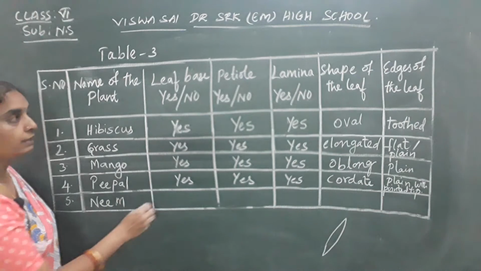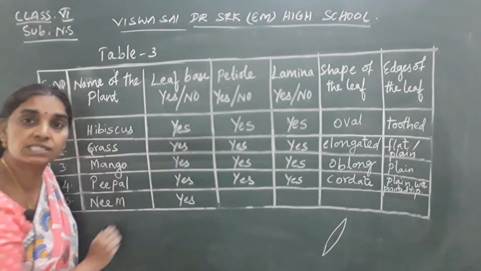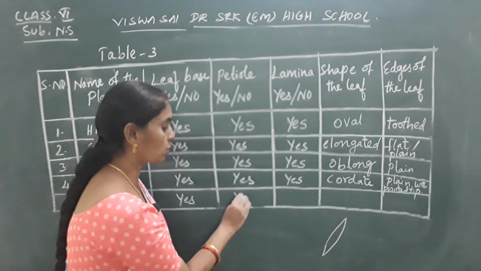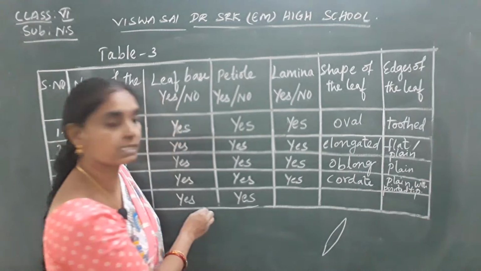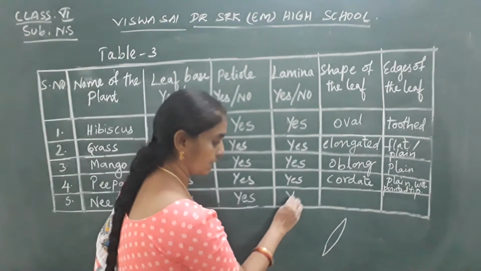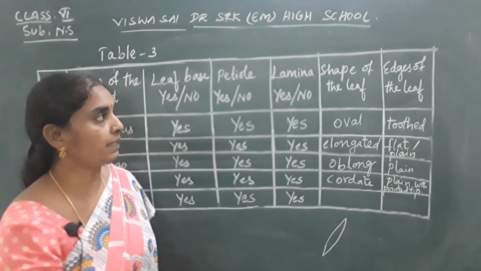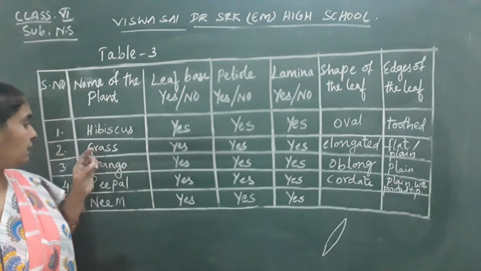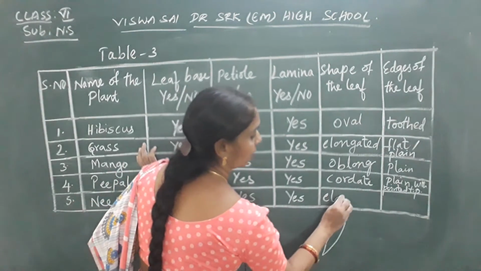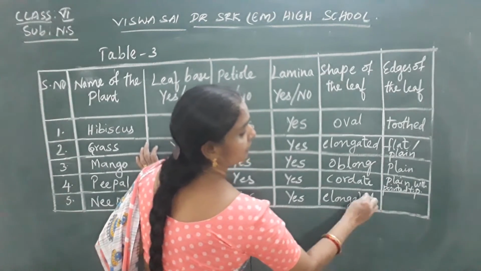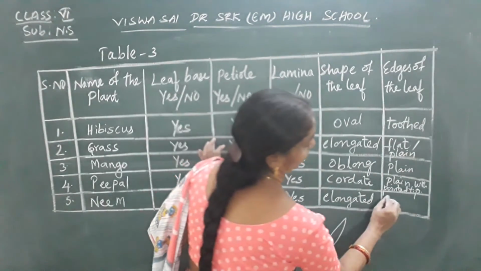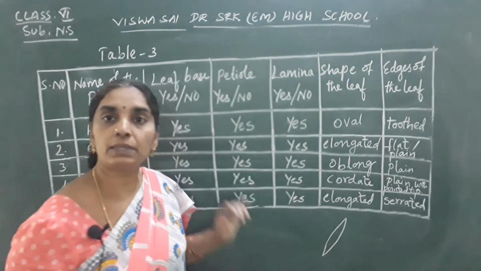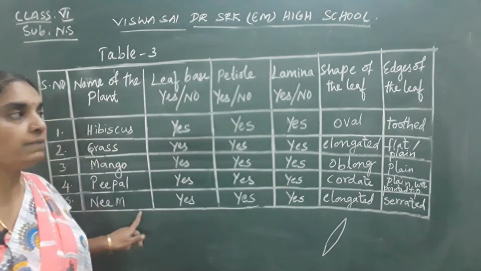Next, neem. Does the neem leaf have the leaf base, children? Yes. Does the neem leaf have petiole? Petiole means stalk. Stalk of the leaf is called petiole. Yes, it contains the stalk. Lamina, yes, neem leaf contains the lamina. And the shape of the neem leaf, if you take, it is of elongated shape like that of the grass, you can say. It is elongated with serrated edges. So toothed is also called serrated. Edges are serrated with pointed tip for the neem leaf also.